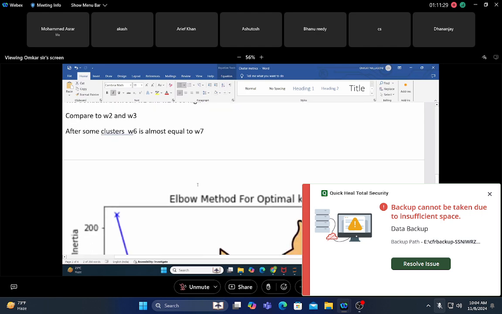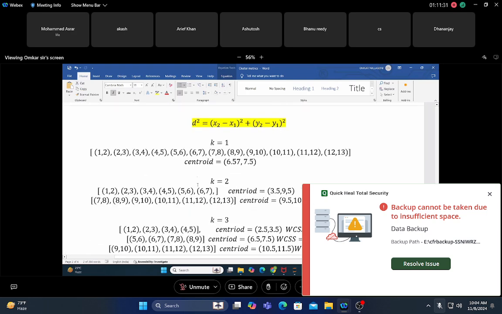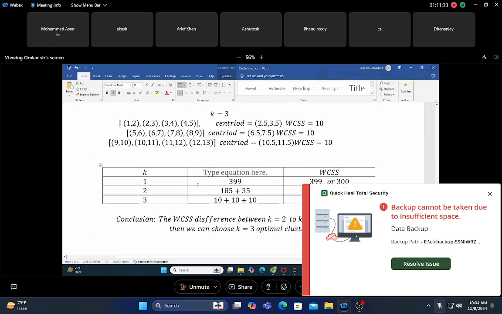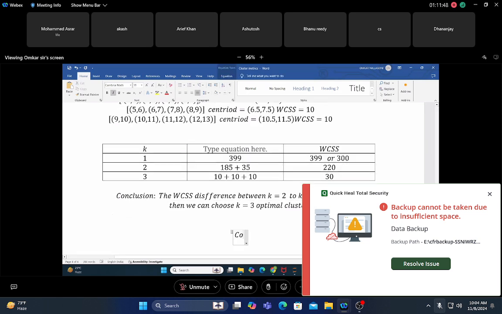WCSS. What is the full form? Within cluster sum of square. Also called inertia. Inertia, not physics. Okay. WCSS is also called as inertia.